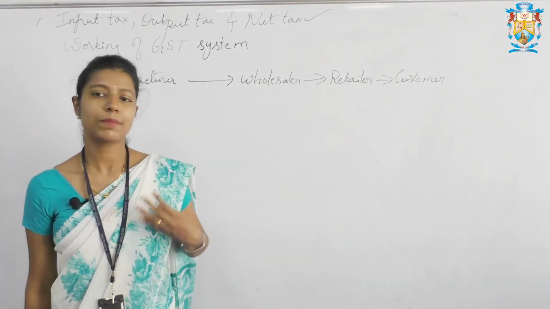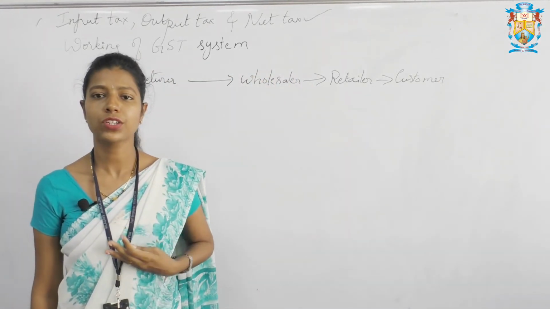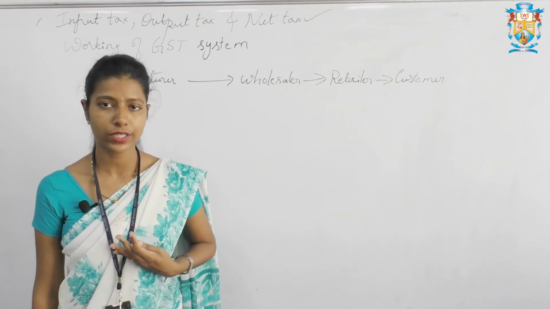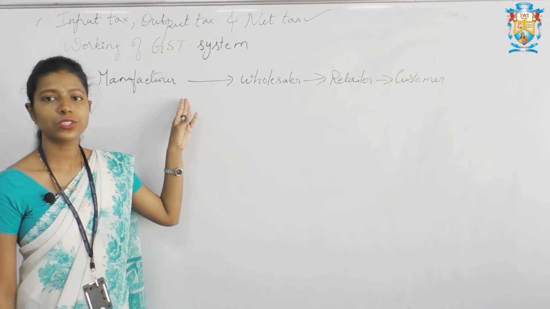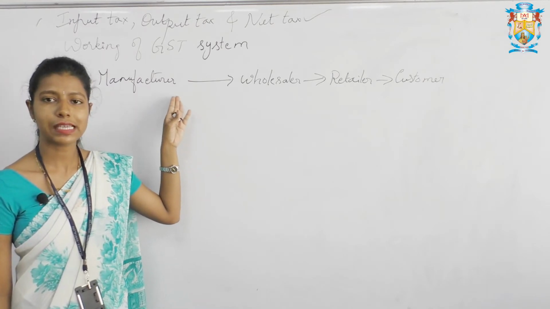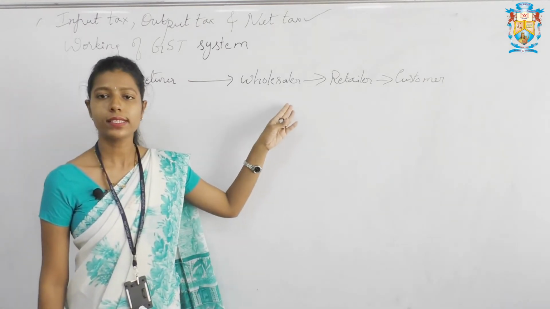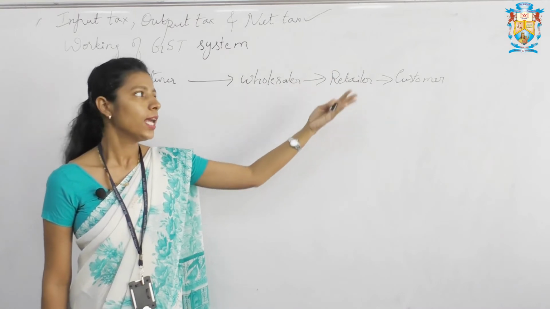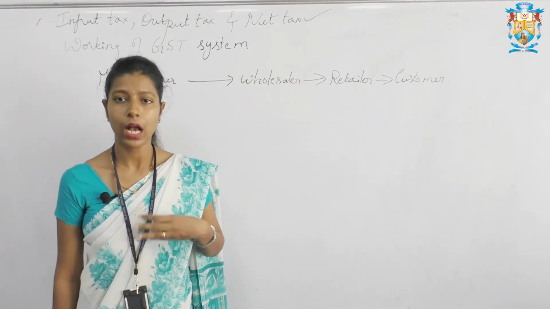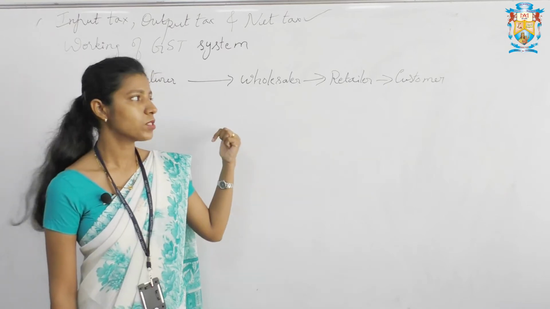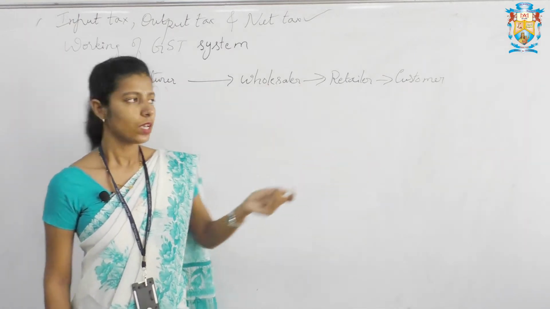Of course the goods come from the manufacturer. The manufacturer will produce or manufacture the goods. From there the process will start. The manufacturer will sell goods to the wholesaler. The wholesaler will sell goods to the retailer. Then it will reach the final customer. So let us take an example of how the GST works from this manufacturer till the customer.